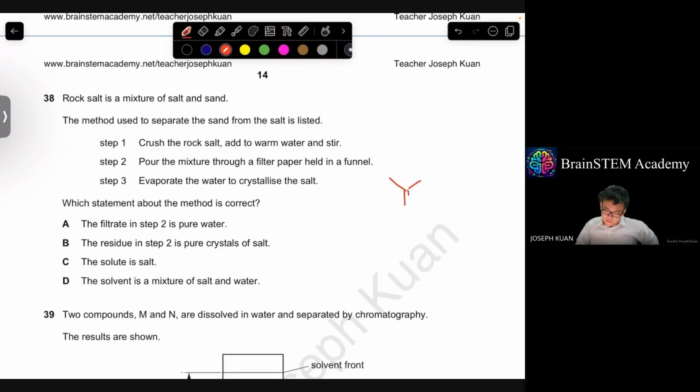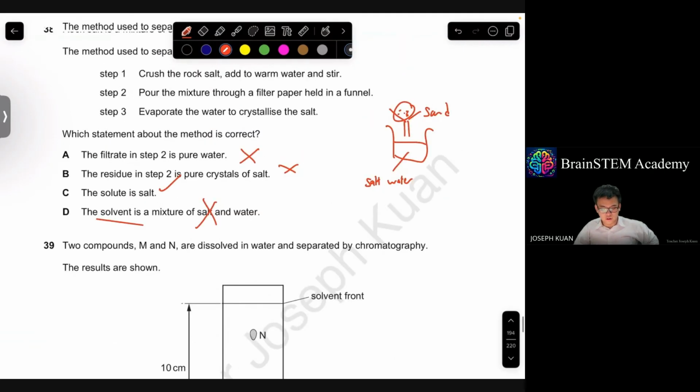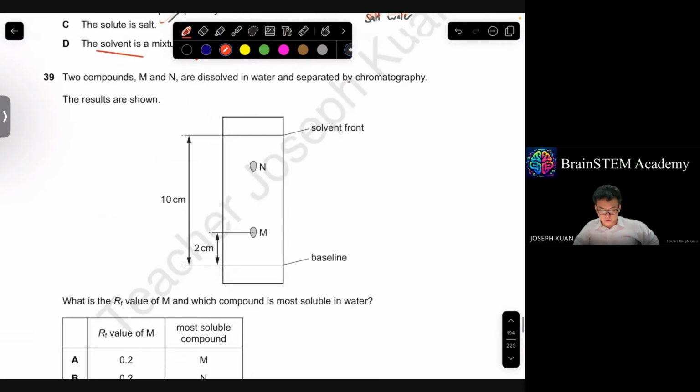So let me draw. We will get sand as the residue, salt water as the filtrate. So not pure water. Residue should be sand, not salt. The solute is salt, correct. So the solvent is water, not a mixture of sand and salt and water. So the solute is salt. Next question.